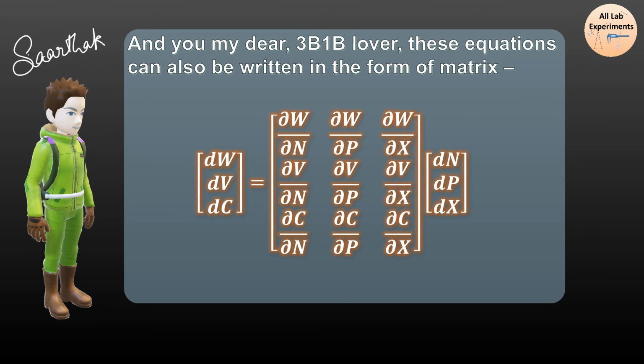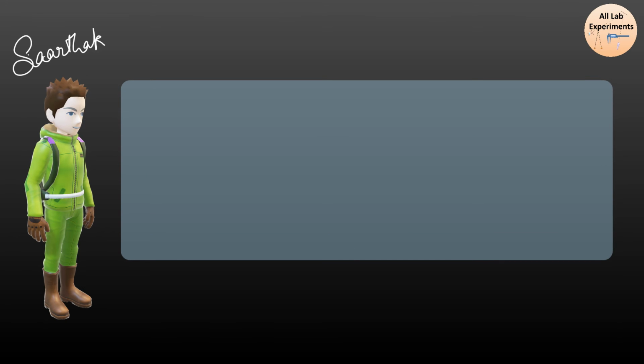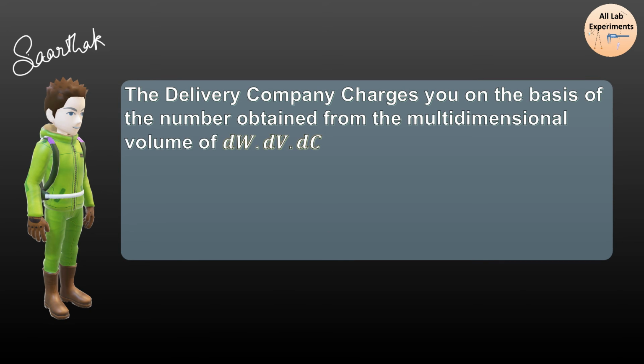The delivery company charges you on the basis of the number obtained from the multidimensional volume of dW, dV, and dC. This may sound absurd, but you can imagine, if its weight is more, then they will charge you more. If its volume is more, then again they will charge you more. And the third thing is, if it costs more, then for insurance you need to pay them more.